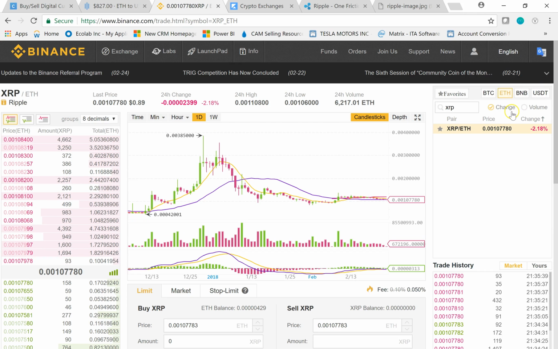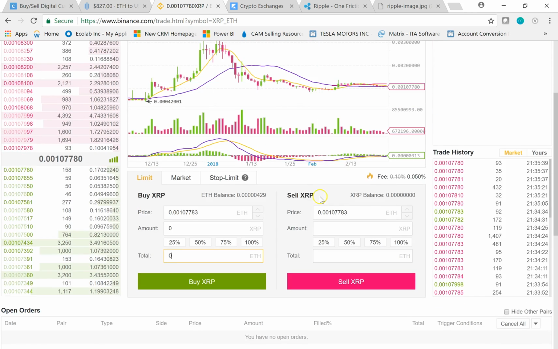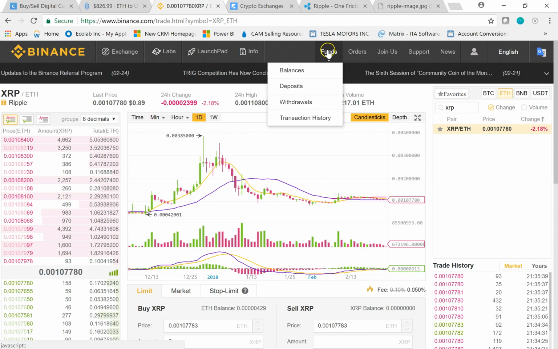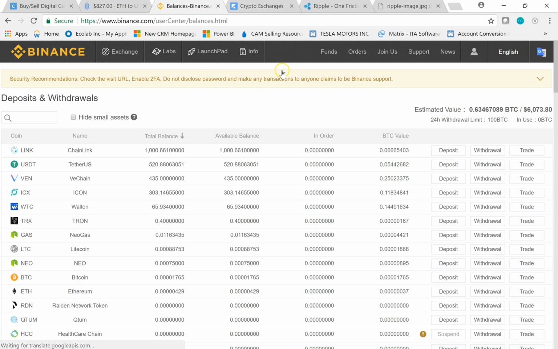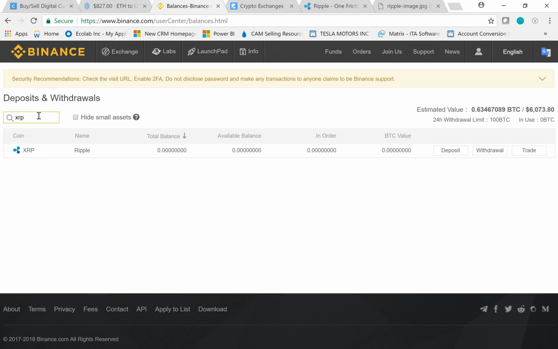And then if you want to know where your XRP is or your Ripple, you can come back up and you can go to funds, you can go to balances, and you would see, if you didn't see it in here, you could say XRP and it would come up. I don't hold any XRP in this wallet per se. I hold it in another wallet, but that's how you would get there.